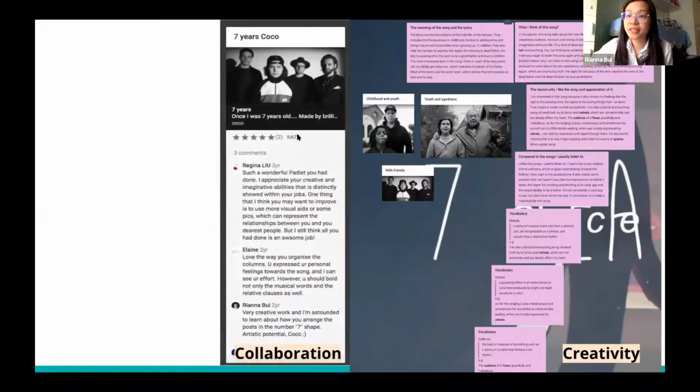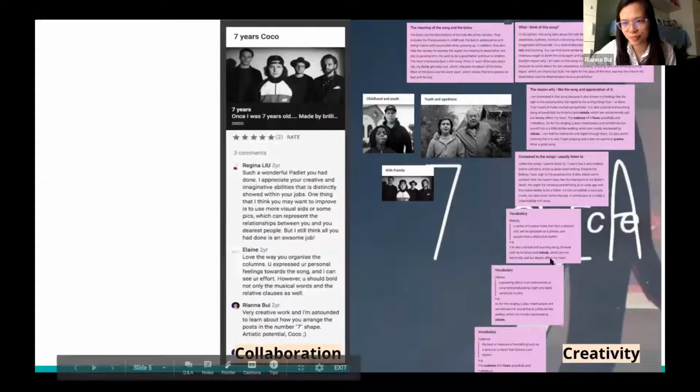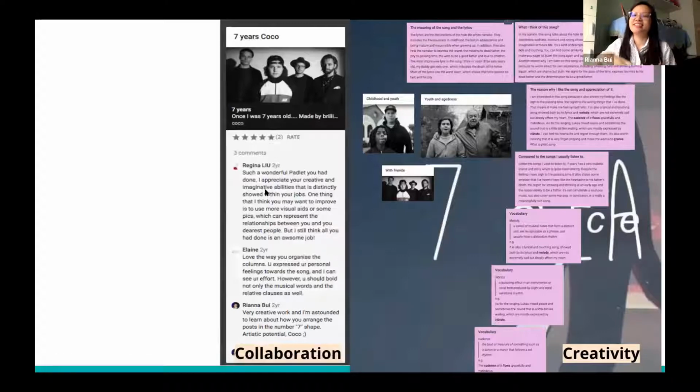After she submitted her Padlet, her poster, on the share page, I asked other students to review her poster and write a comment. They need to include both positive comments and also some points that they could try to improve on. You can read from here. For example, Regina said, such a wonderful Padlet you have done. I appreciate your creativity and imaginative abilities that distinctly show within your job. One thing you might want to improve is to use more visuals or pictures, and also represent relationships between you and your dearest people. But I still think you have done an awesome job.